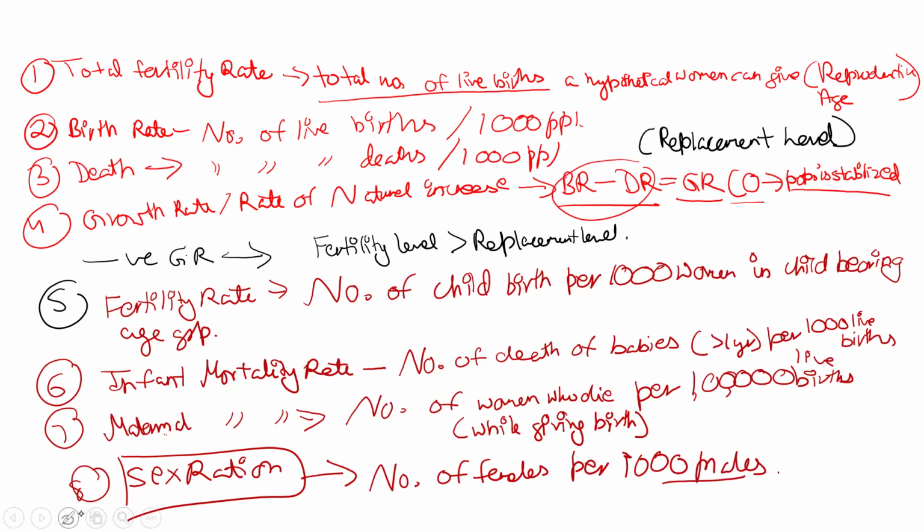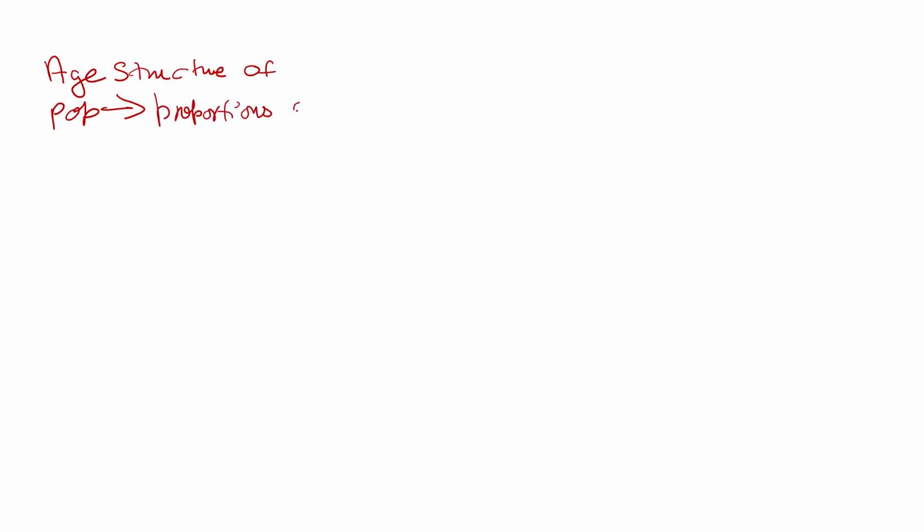Age structure of population. Let's understand the age structure of population. Age structure of population means the proportion of persons in different age groups relative to the total population.